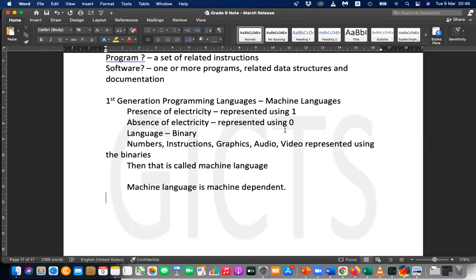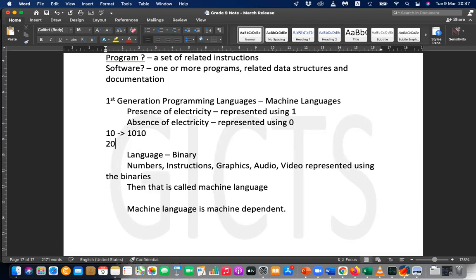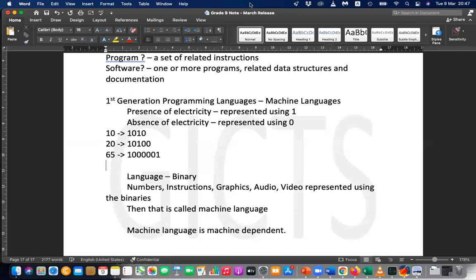So in the initial stages, when writing programs, everything had to be written using ones and zeros. See how difficult the programming is. To write a number, it's very difficult. Writing 10 in binary, you have to divide, it is 1010. Writing 20 in binary, you have to divide and get, it is 10100. Writing 65 in binary, divide and write, it is 10000001. So likewise, you can convert numbers.